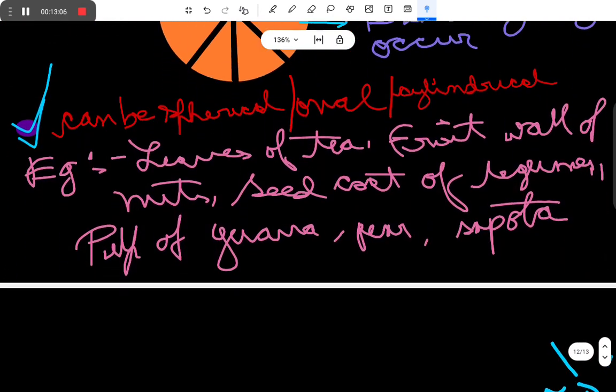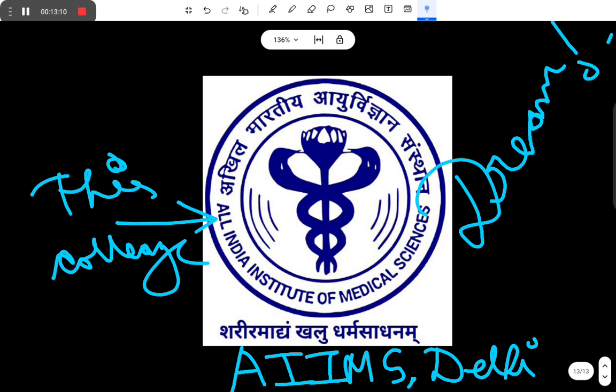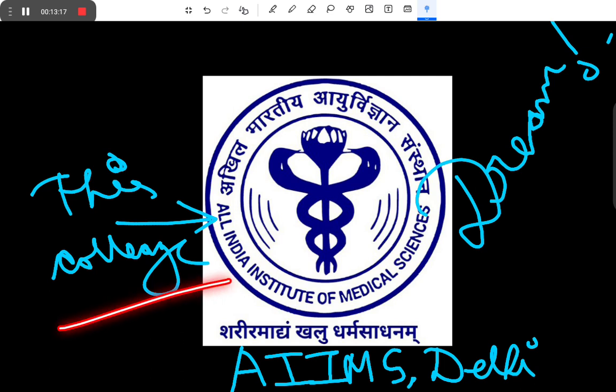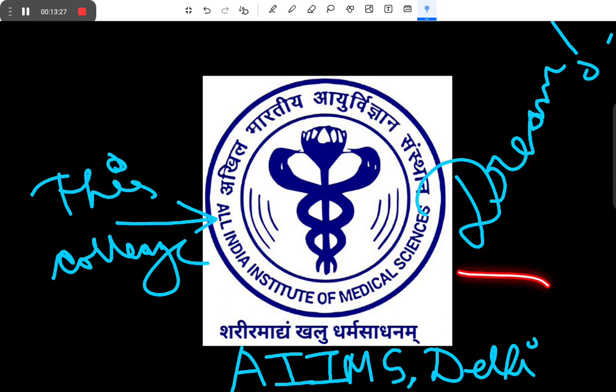Now at last let us see the greatest image of all time, AIIMS. See, this is the college, and today you are one year closer towards achieving this college, AIIMS Delhi. This will be all of our dreams and we will achieve it.